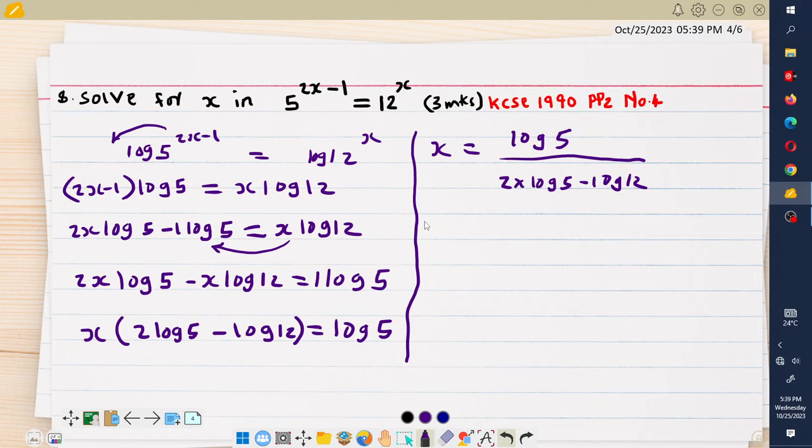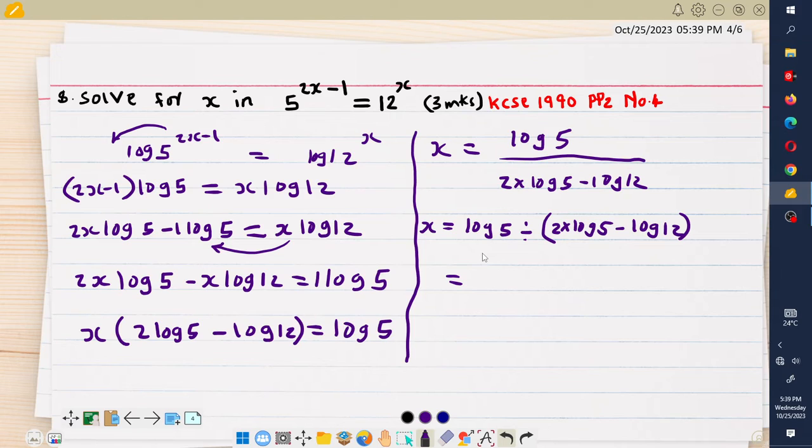So this one can be computed on the calculator, so you exactly press this on your calculator: log 5, then divided by, open bracket, 2 multiplied by log 5, then minus the logarithm of 12. Press exactly this way on your calculator. So your calculator is going to give you, let me use my calculator here and see what I get.